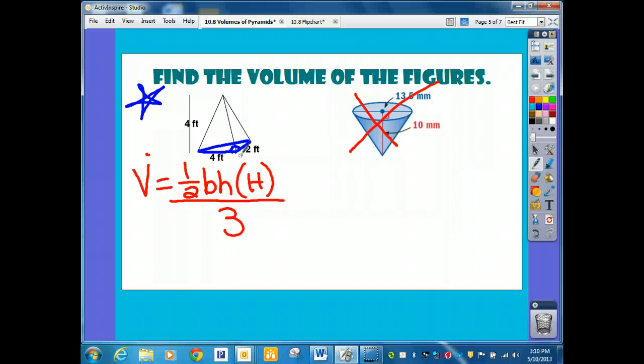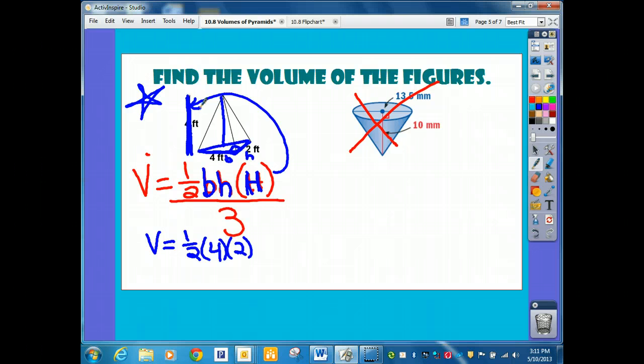So you have the formula. The base is a triangle, so volume equals 1/2 times the base and the height of the triangle. Does it matter which one's my base and which one's my height here? Okay, so 1/2 times 4 times 2. And to differentiate, you notice I have a capital H here instead of a little h. Why did I do that? That's the height of the whole pyramid. That's why we have the capital H, to differentiate between that and the height of the triangle and the base. So that capital H refers to how tall the whole thing is. So what will I take that times then? 4. Divide everything by 3.